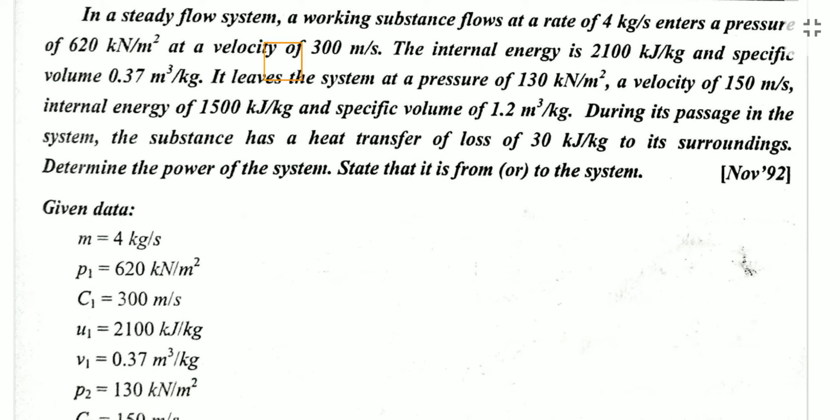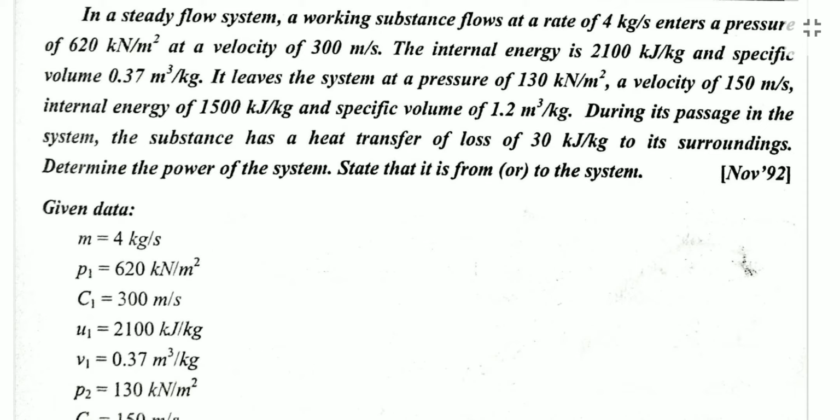Next, at a velocity of 300 meter per second. Velocity means displacement by time. We know the unit is meter per second, so it is given in the direct unit. The symbol we are using is C for velocity. As it is an inlet velocity, we use C1 as the symbol, 300 meter per second.